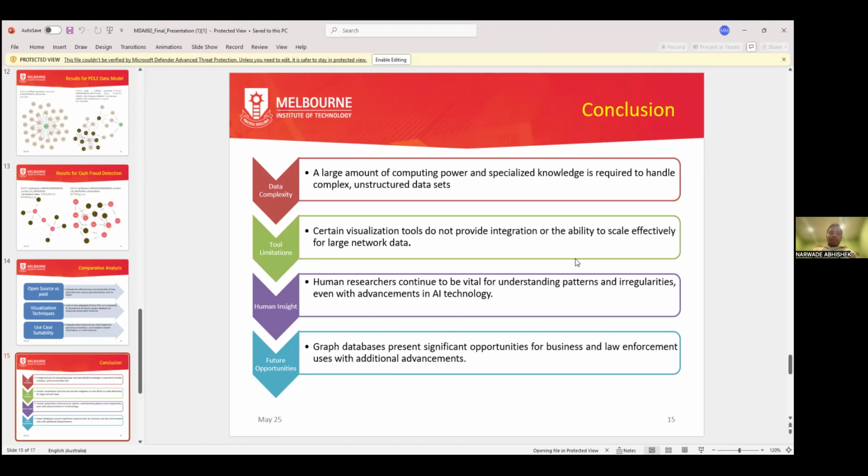We also found that certain visualization tools do not provide integration or the ability to scale effectively for large network data. Regarding insights, we found that human researchers continue to be vital for understanding patterns and irregularities, even with advancements in AI technology. And in the future, graph databases present significant opportunities for business and law enforcement users with additional advancements.